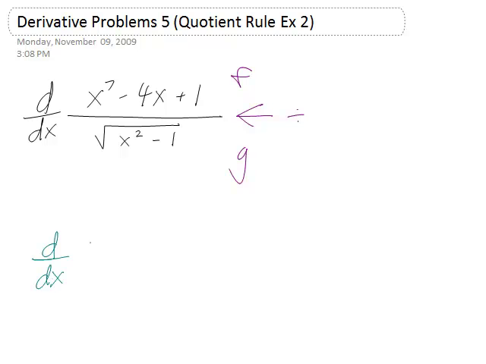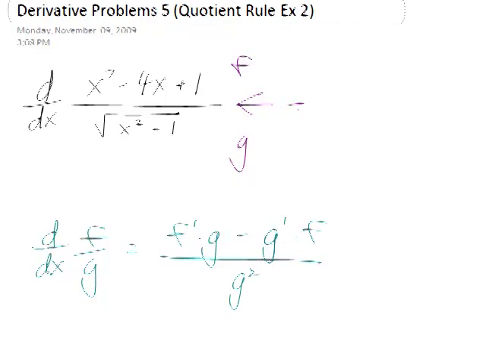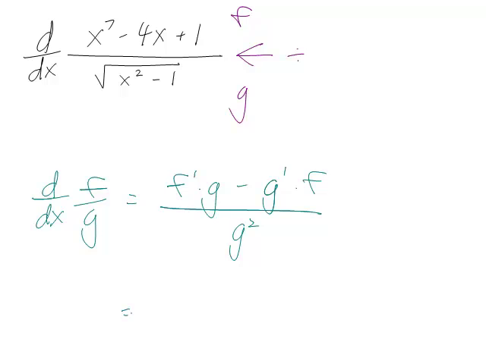And so we have d/dx of f over g. Writing down the quotient rule gives us (f prime g minus g prime times f) over g squared. And now f prime is easy. That's 7x^6 minus 4 with the power rule, times g, which is the square root of x^2 minus 1, minus the part where you have to do more work, which is g prime.